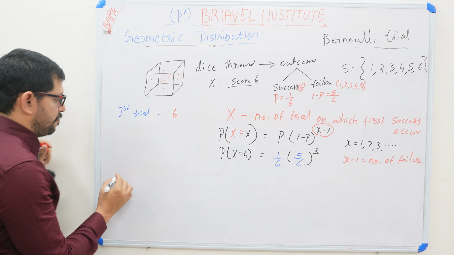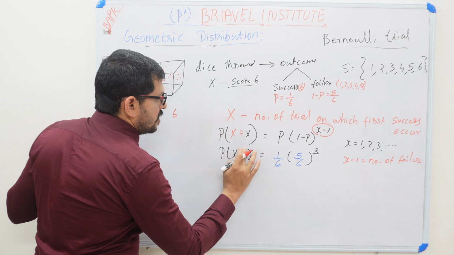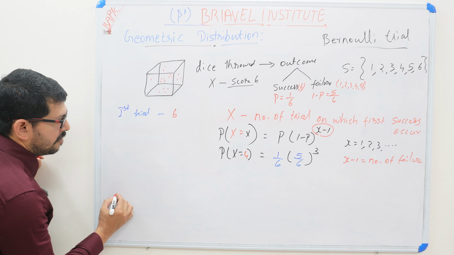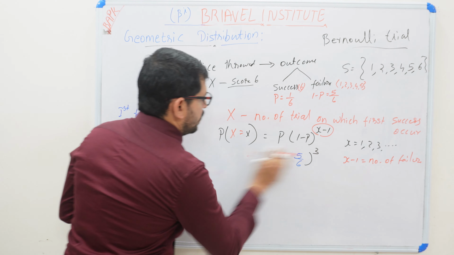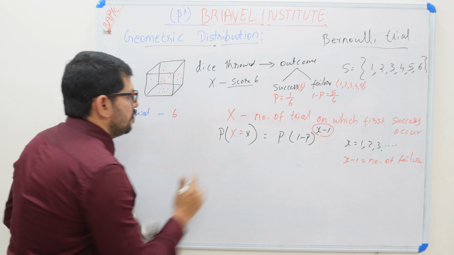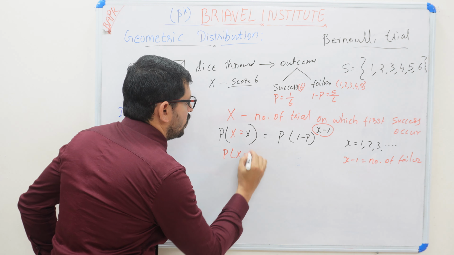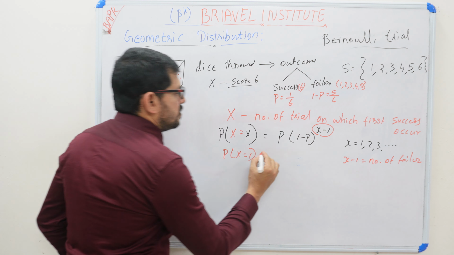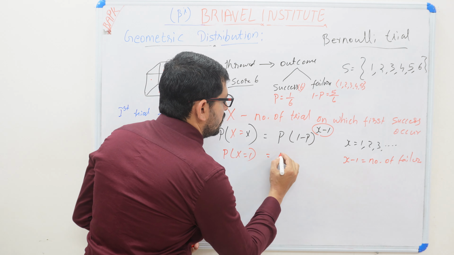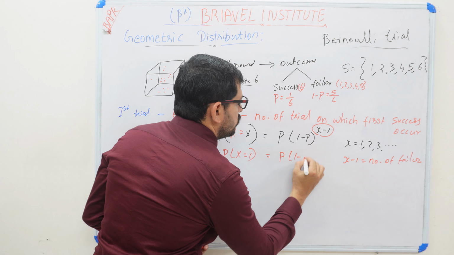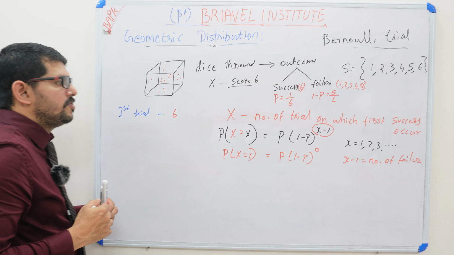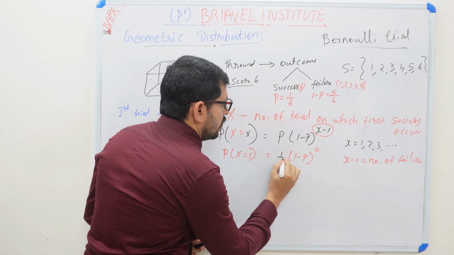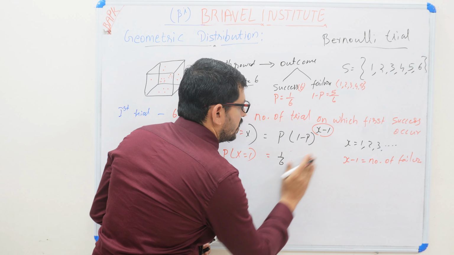So I can write the probability of x is equal to 1. The first trial itself is a success, the number 6. So what is my probability distribution? p into (1 minus p) raised to 0. There is no failure. So p is equal to 1 by 6, and this term is equal to 1, so we can remove this term.